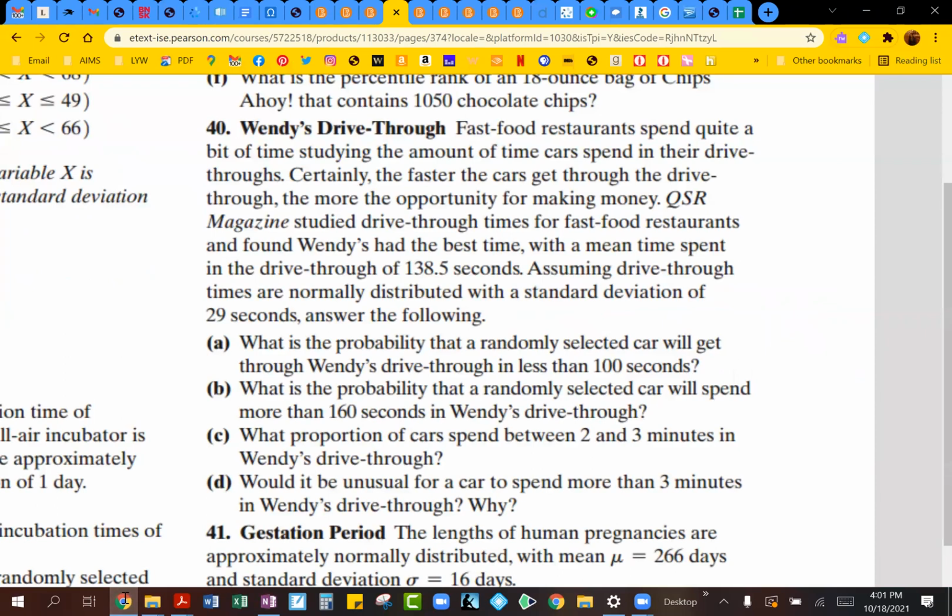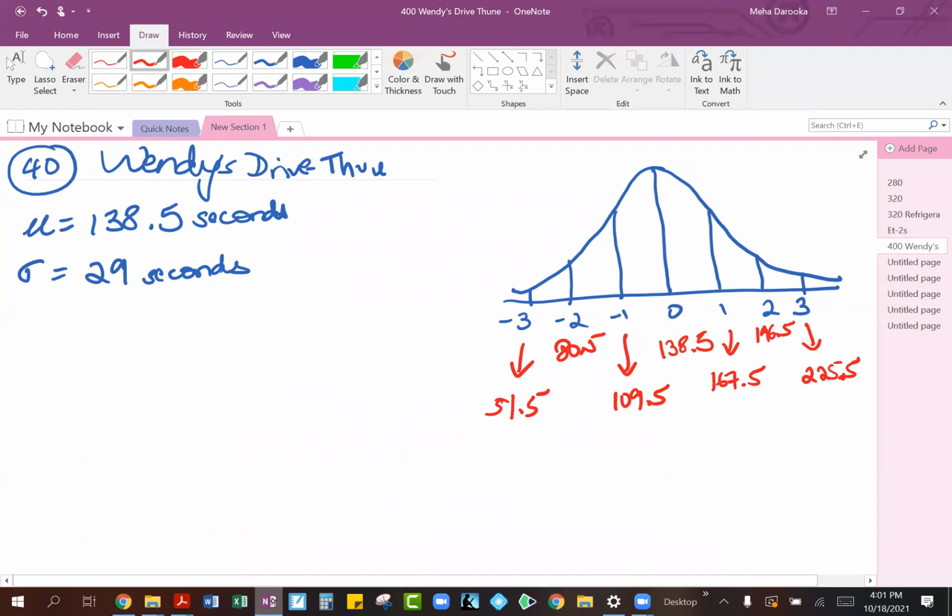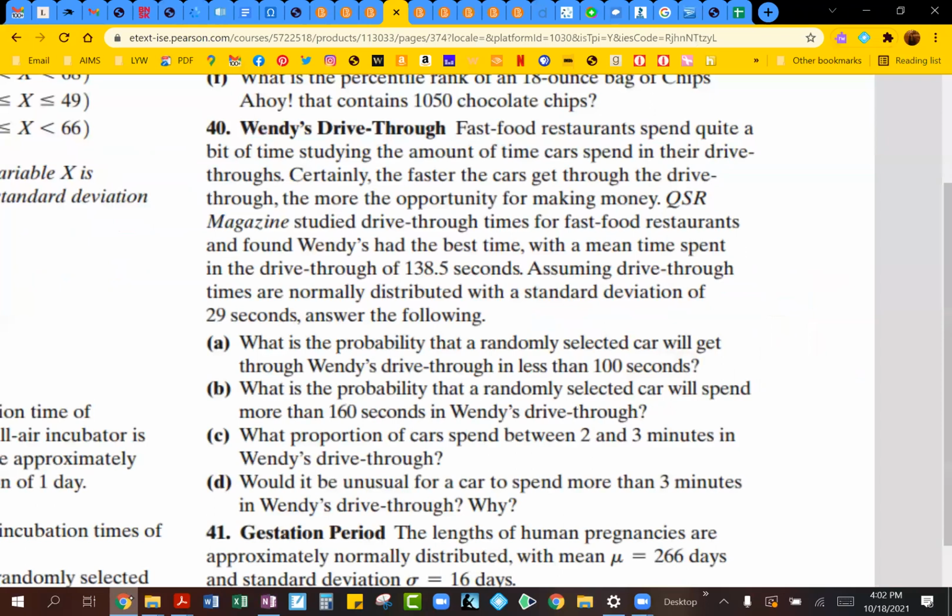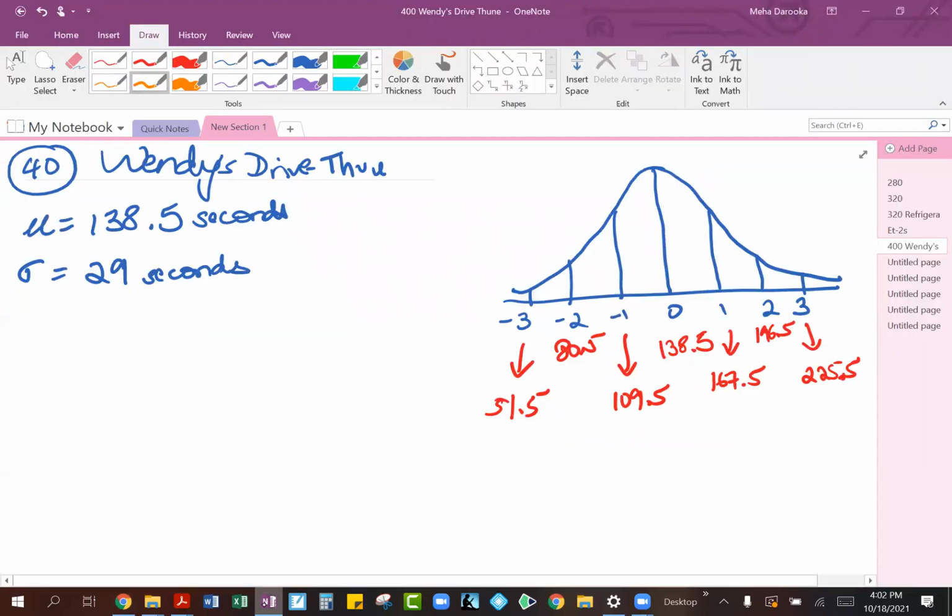So part A is saying, what is the probability that a randomly selected car will get through the drive-through in less than 100 seconds? So now you can see 100 seconds, of course, is going to be below the mean. Your first standard deviation is at 109.5. The second one is at 80.5. So you know that 100, and they are saying less than 100 seconds, is going to be somewhere.